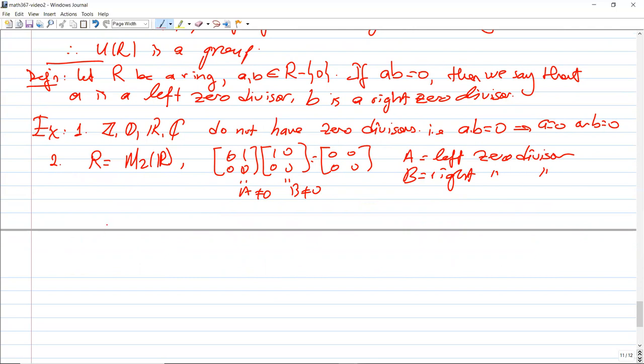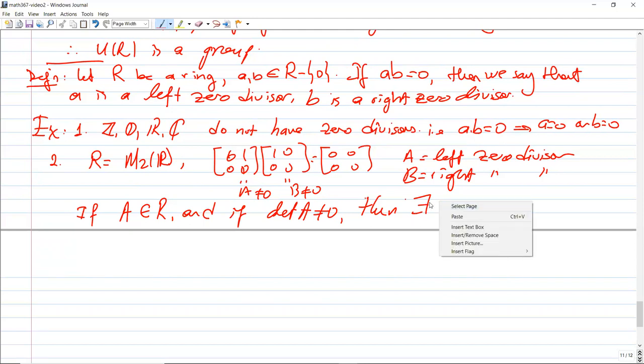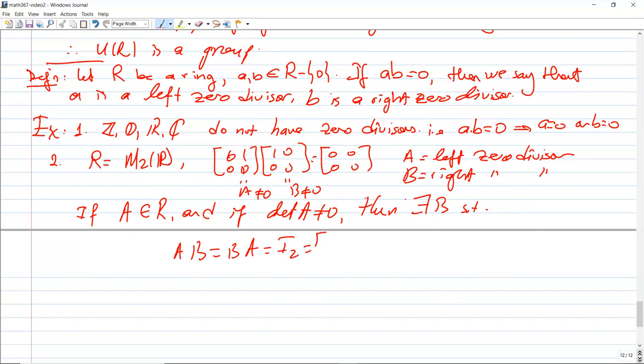In this group again, if you take any matrix, if you have a 2x2 matrix or n by n matrix in general, and if the determinant of A is not zero, then as we know, in the real numbers, there is another matrix B, namely the A inverse, such that A times B is equal to B times A, which is the identity matrix, 1, 0, 0, 1. So therefore, units of this ring are 2x2 matrices which have non-zero determinant.